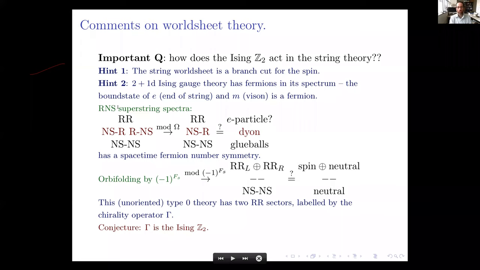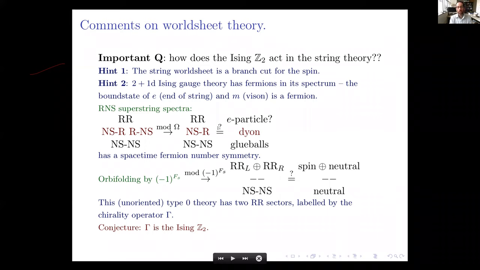In particular, the strings that we're talking about should be unoriented, because if you put two of them on top of each other, they go away. And so we should study an unoriented RNS string. The sectors that are allowed there are a Ramond-Ramond sector and a Neveu-Schwarz-Neveu-Schwarz sector, which both describe bosons, and a single Neveu-Schwarz-Ramond sector, which describes a fermion.